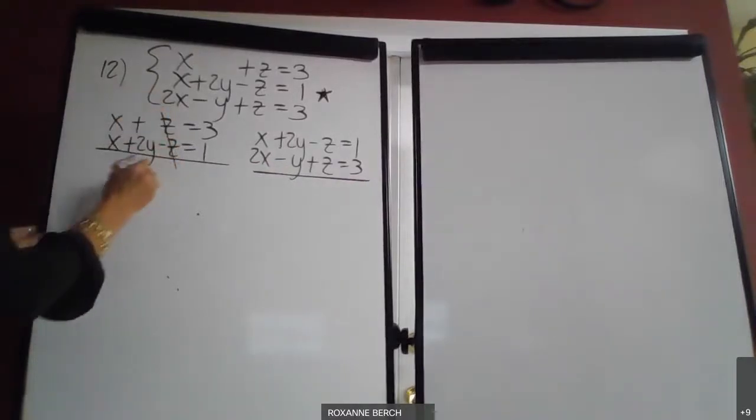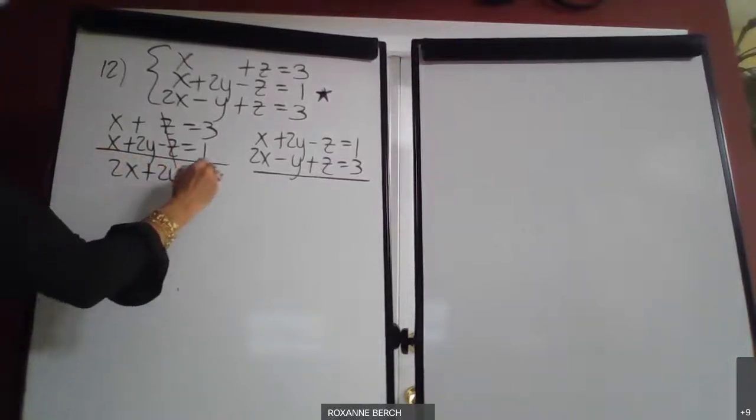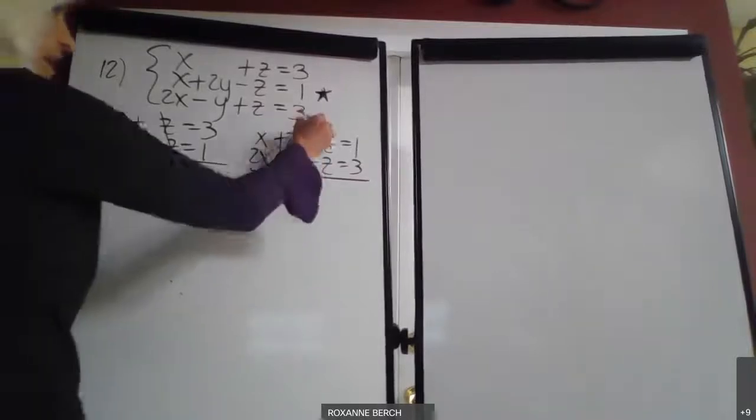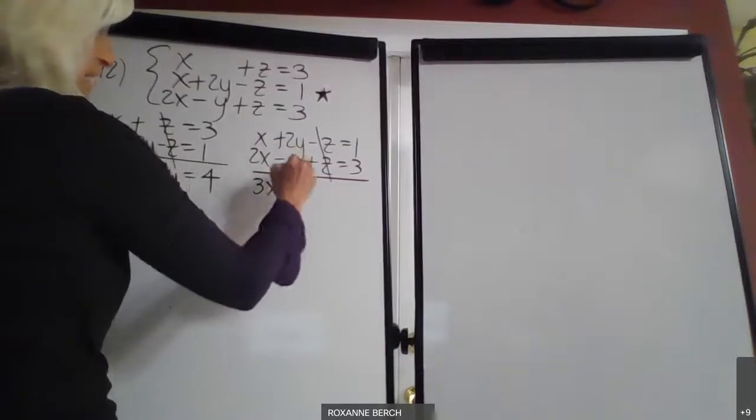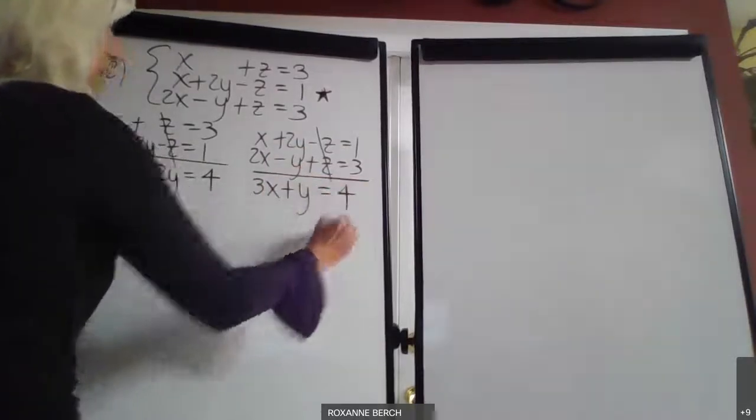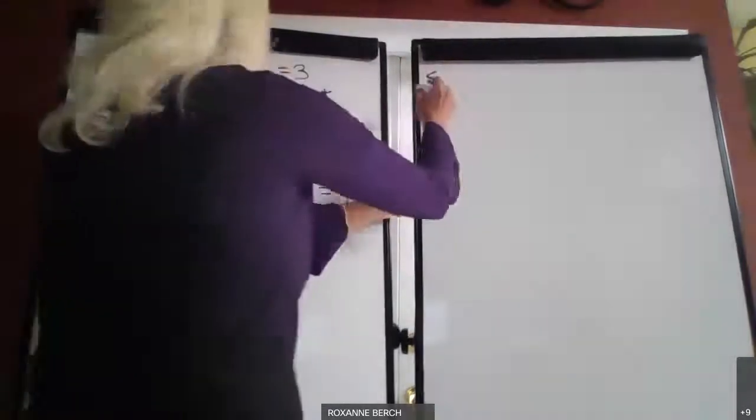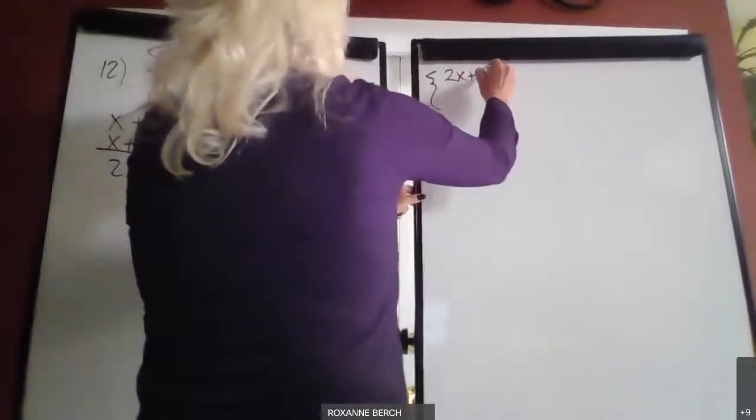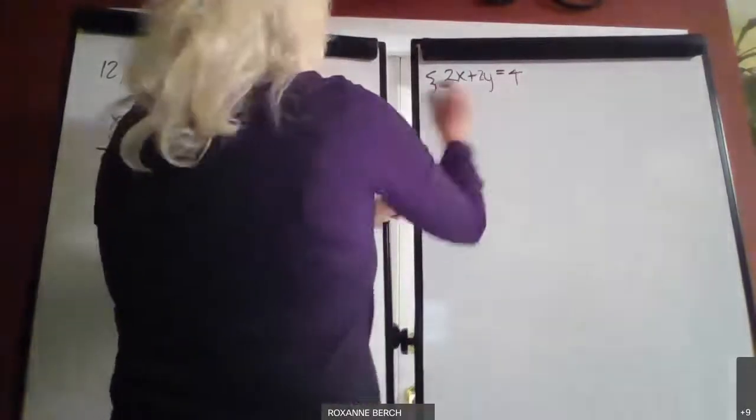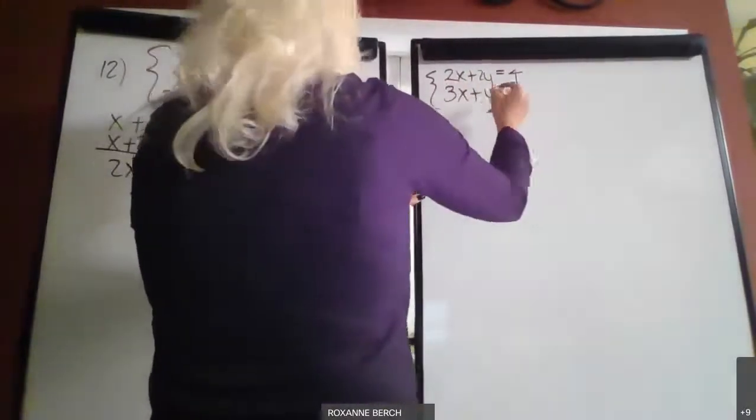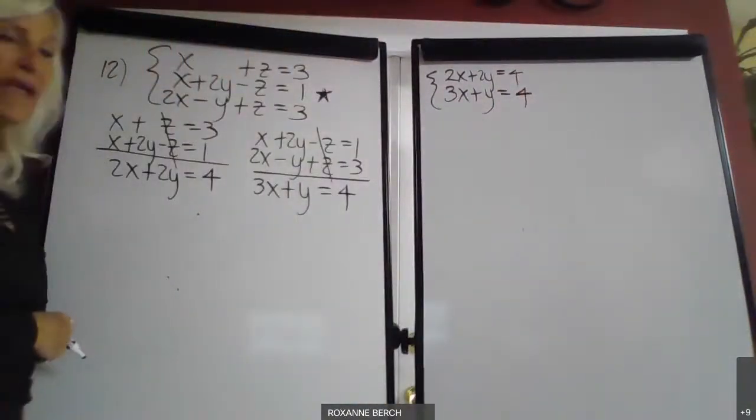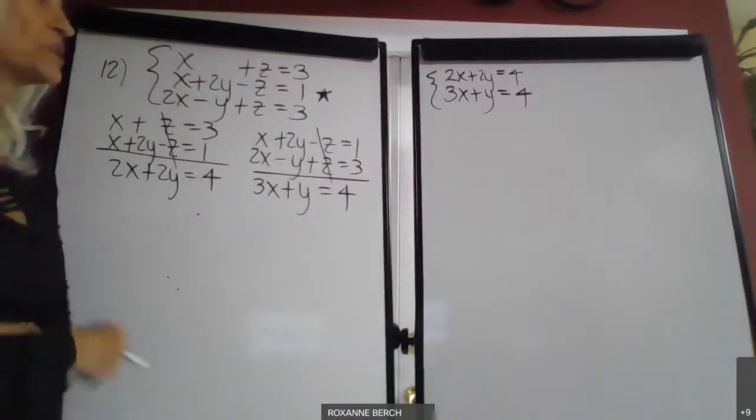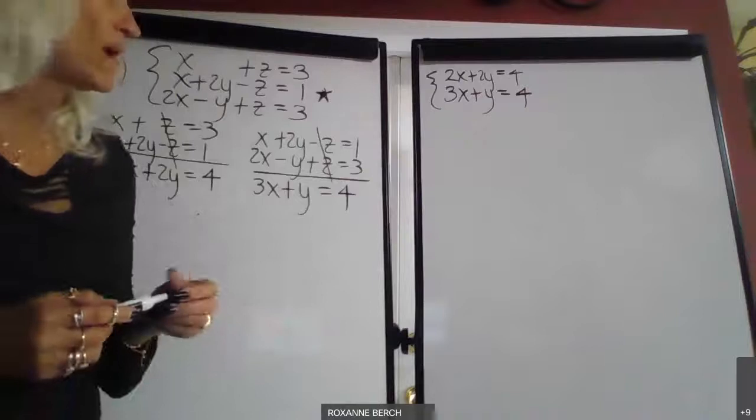So when you add this, you get 1 plus 1 is 2x plus 2y equals 4. And over here, you get 2 plus 1 is 3x plus 2 minus 1 is y equals 4. And now you have a system in two variables. So you have 2x plus 2y equals 4, and you have 3x plus y equals 4. And you can use substitution or elimination, but I'm just going to multiply the bottom one by a -2.